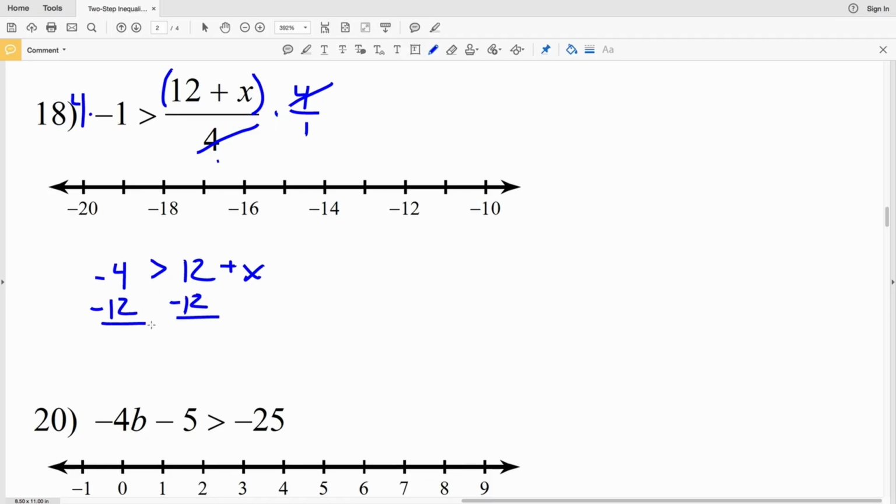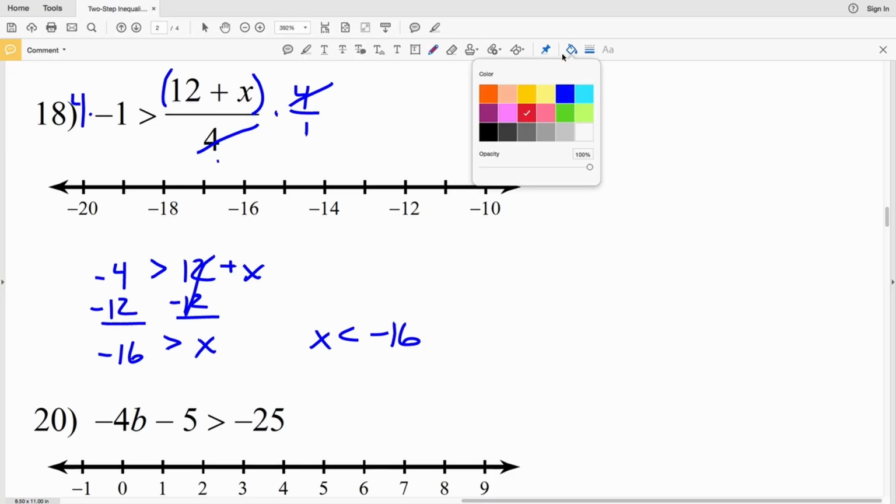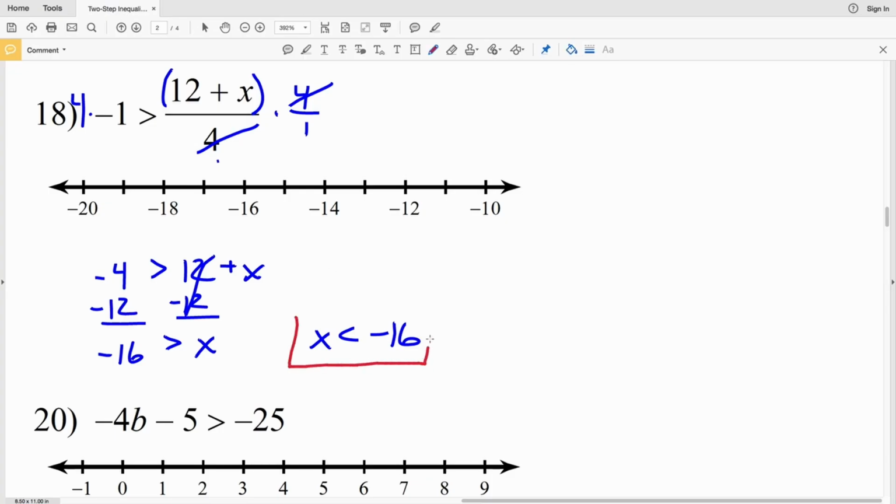Our next step will be to subtract 12, so we'll have x on the right hand side, and negative 4 minus 12 is going to be negative 16. So we have negative 16 is greater than x, or we can rewrite this as x is less than negative 16. Either way is correct, just make sure the orientation of your inequality sign does not get mixed up when you switch it around. So x is less than negative 16, we're going to circle the negative 16, and then we're going to shade in everything to the left.